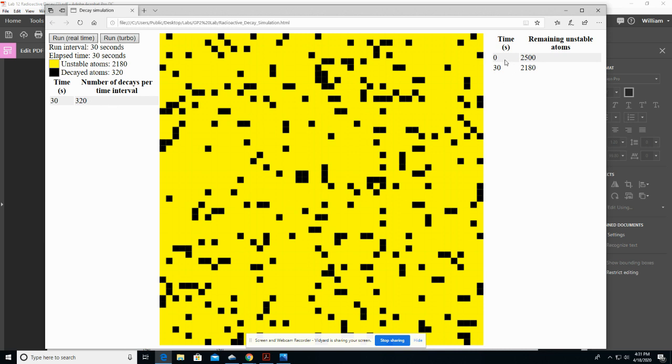Over here, we have the remaining unstable atoms. So I think that's for your first graph, and this one is for your second graph. We started out with 2,500, and after 30 seconds, we only have 2180 left.